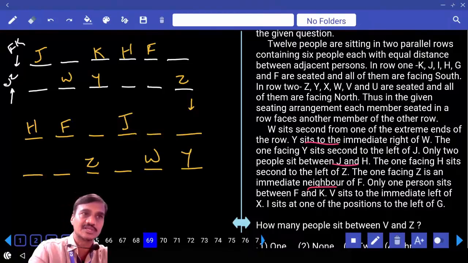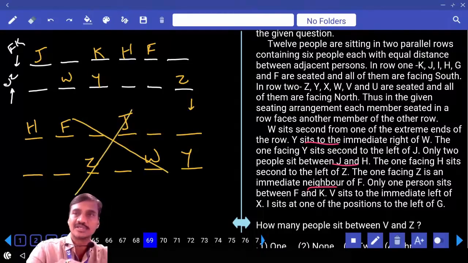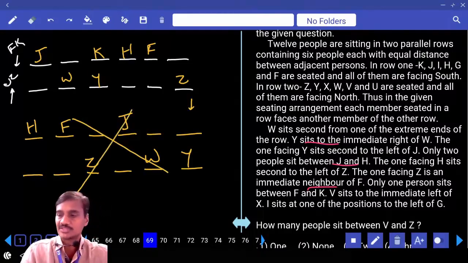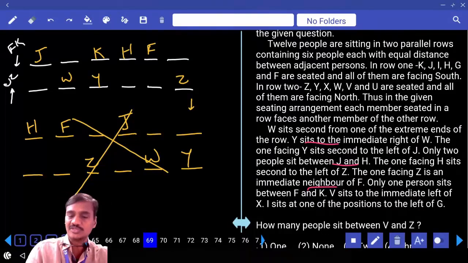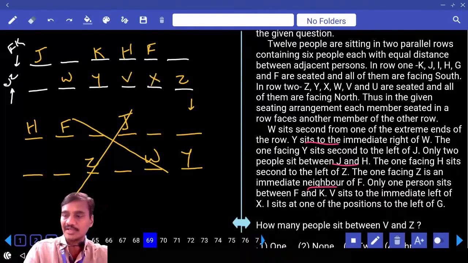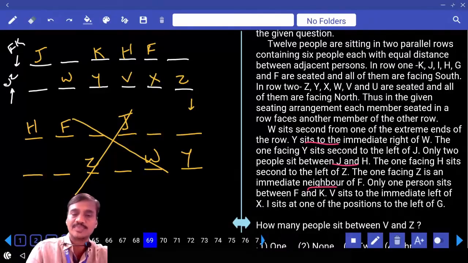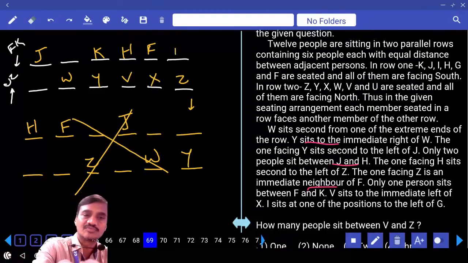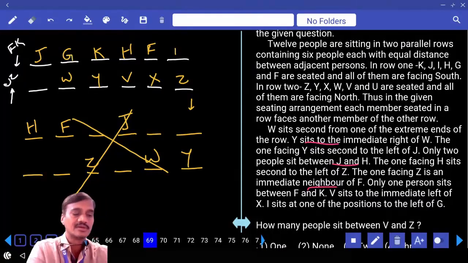Is it possible in the second case? Not possible, hence the second case got invalid. The next one: V sits to the immediate left of X. And I sits at one of the positions to the left of G. I and J were like this. Done with this? Now this is the final arrangement we have.